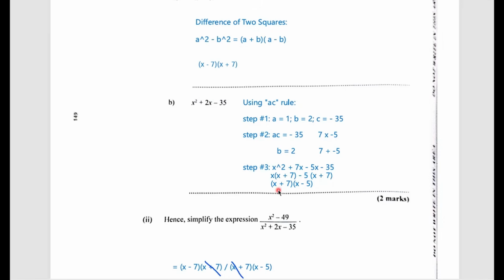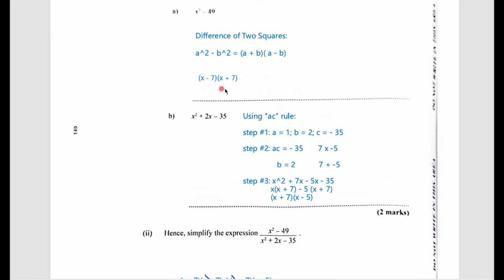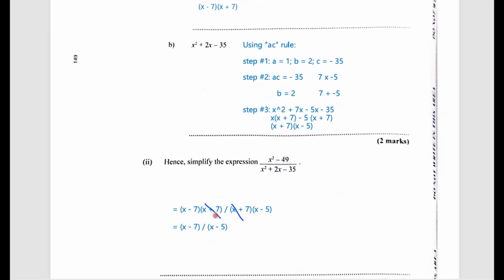And we bring down the x plus 7, and what we mean is x minus 5 on the outside, which we put together in brackets. So it'll be x plus 7 by x minus 5. So using this to say, hence simplify this expression. And you know, we did factorize x squared minus 49 earlier to be x minus 7 by x plus 7, which you could see here. And we did factorize this below to get x plus 7 by x minus 5. And we cancel out the x plus 7, top and bottom, to mean with x minus 7 over x minus 5.